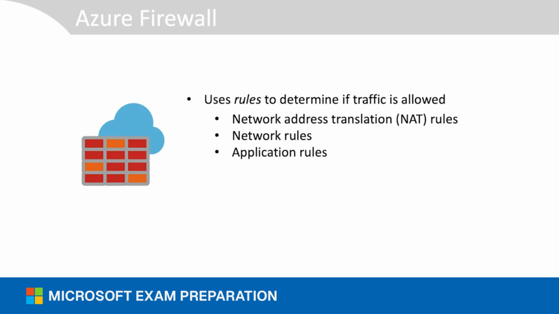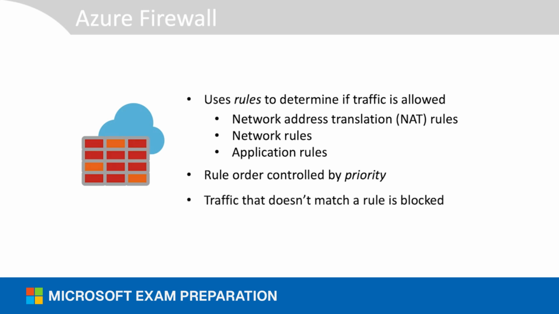Application rules allow applications to communicate across my network. So, for example, I could use an application rule to allow Windows Update to communicate across my network. Application rules can also be used to allow domain names. Rules are applied using a priority between 100 and 65,000. And just like priorities on NSG rules, rules that have a lower number are applied first. If network traffic doesn't match any rules, it gets blocked.